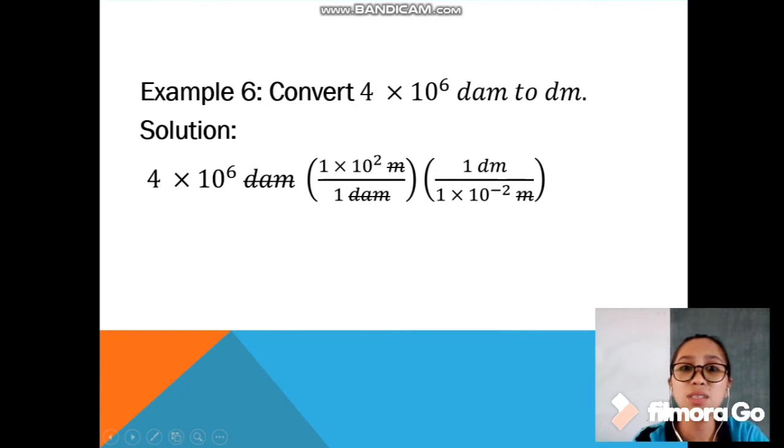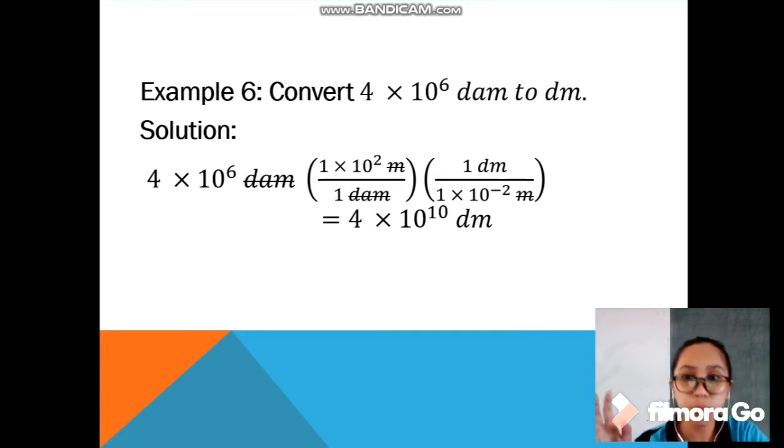You could use the direct equivalent from decameter to decimeter, but if you follow the table, you can still use this: 1 decameter is equivalent to 1 times 10 raised to 2 meters. So this is still the base unit. For the next conversion factor, you use the base unit and then the target unit. Take note that the conversion factor you use must be correct so that the value of your final answer will be correct. Even if you cancel the units correctly, if the equivalent you used for the conversion factor is not correct, you cannot expect the answer to be correct. Okay?